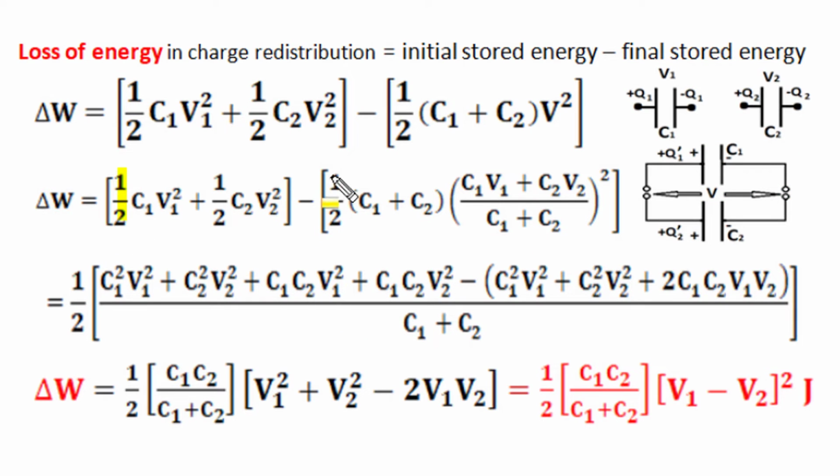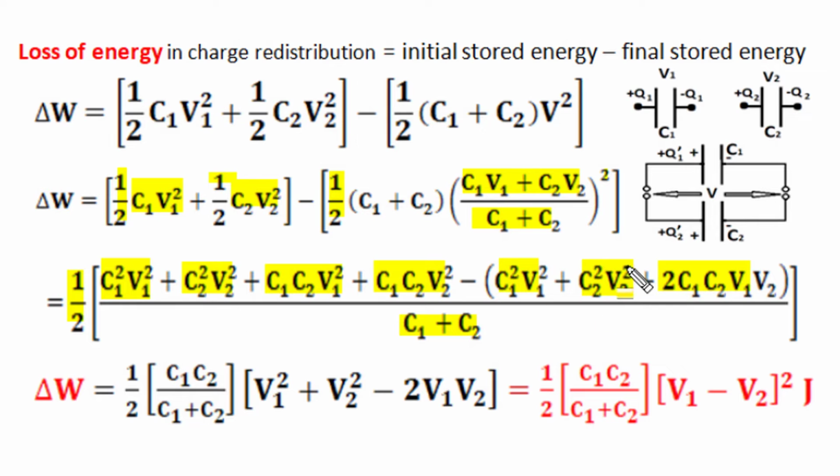Half is brought out as common here, and C1 plus C2 becomes the LCM for this expression, and when this is multiplied by C1, it becomes C1 square V1 square, and when this is multiplied by C2, this becomes C2 square V2 square, and this multiplied by C2 and this multiplied by C1 gives these two expressions, and this square when expanded becomes A square plus B square plus 2AB.